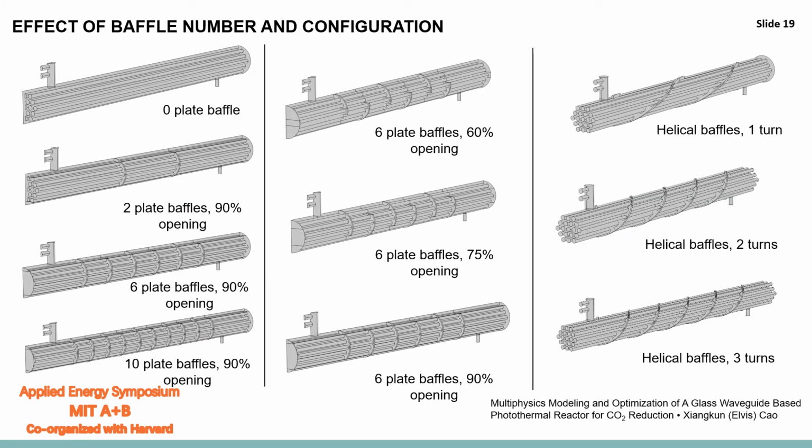In addition to the three operating parameters we studied above, we also studied the effect of baffle numbers and configurations, which is a design parameter. Baffles are a key component we introduced into our shell and tube waveguide-based reactor. On the left-hand side, you can see we studied different numbers of plate baffles: 0, 2, 6, and 10. Then we fixed the baffle number to 6, and for the plate baffles, we changed the openings from 60% to 75% to 90%.